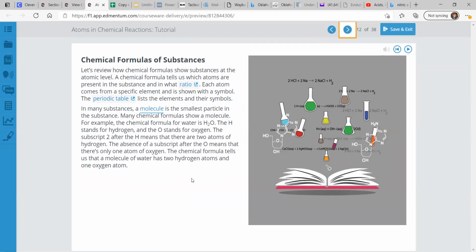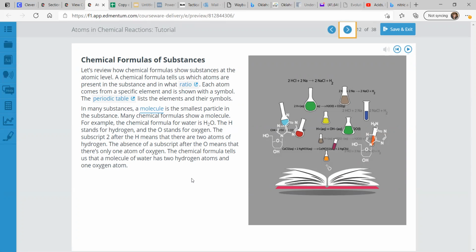So let's review how chemical formulas show substances at the atomic level. A chemical formula tells us which atoms are present in the substance, and it gives us the ratio. Each atom comes from a specific element and is shown with a symbol. The periodic table lists the elements and their symbols. In many substances, a molecule is the smallest particle in the substance. Many chemical formulas show a molecule.